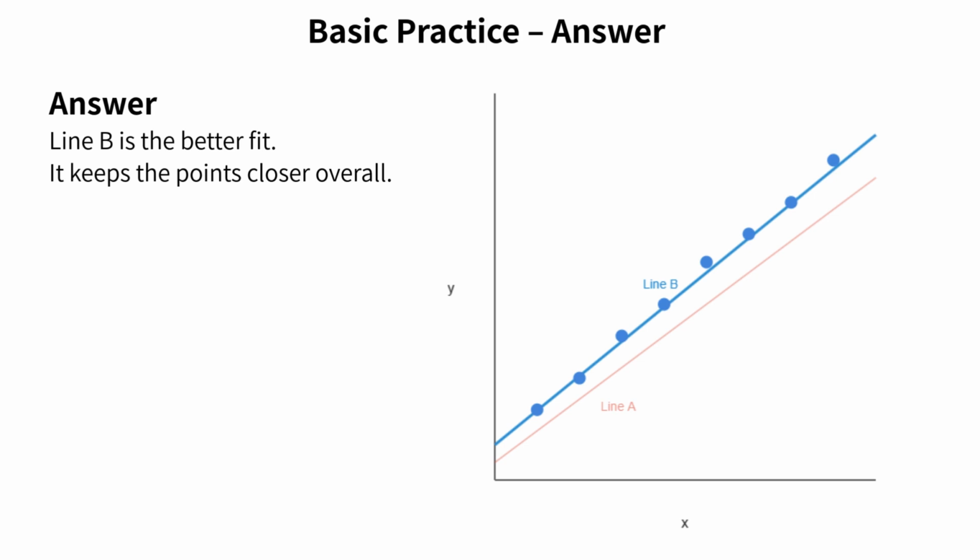You are not asked to calculate anything. You are asked to judge the overall pattern. The line that stays closest to the data as a whole is the line of best fit. And in this case, that line is line B.